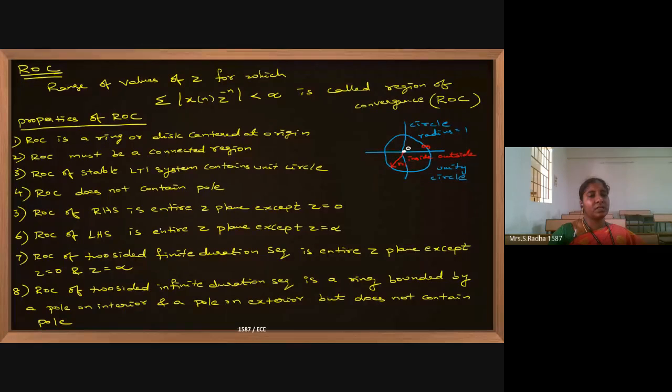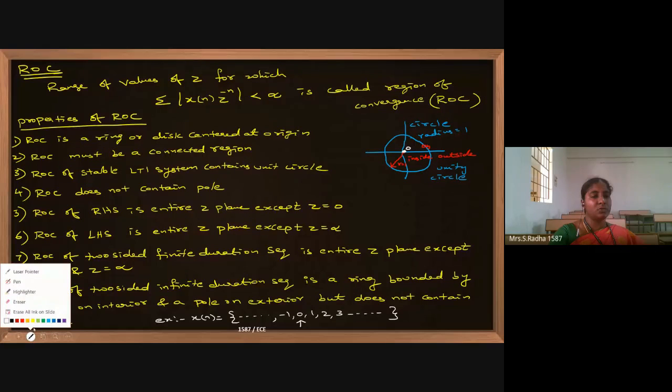Now 5, 6, 7 points we have seen problems for left-handed, right-handed and two-sided finite duration sequence. Now coming to the last one, if you are having infinite duration sequence, for example, x of n equal to dot dot dot, minus 1, 0, plus 1, 2, 3 like that, again dot dot dot, minus infinite to plus infinite. Arrow mark indicates origin. You are having both sided elements present. This is an infinite duration two-sided sequence.